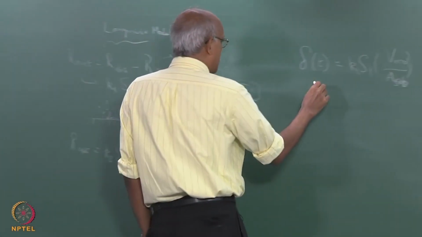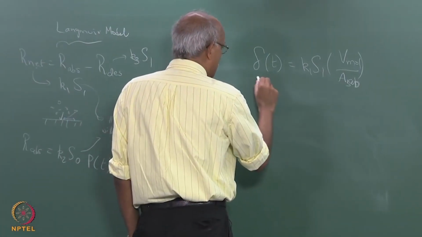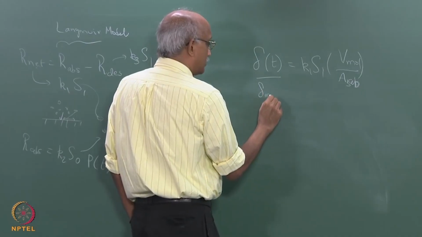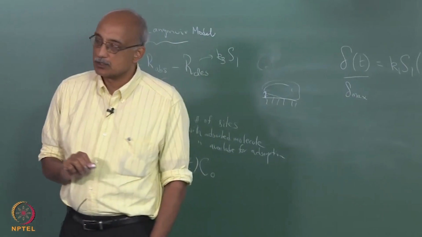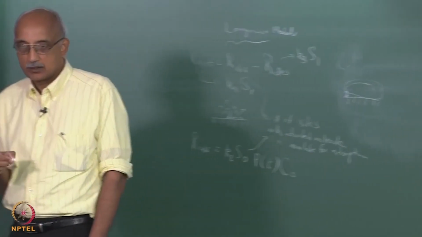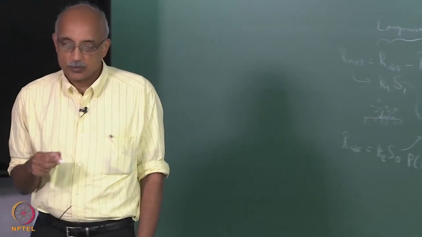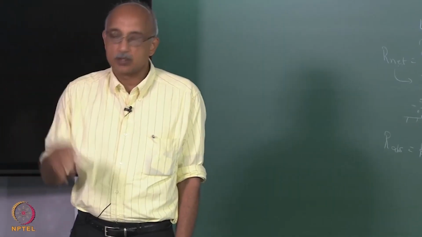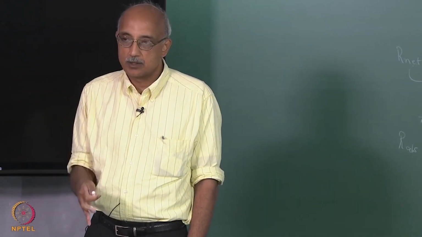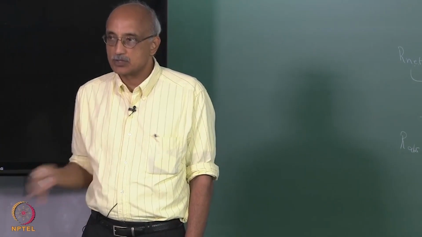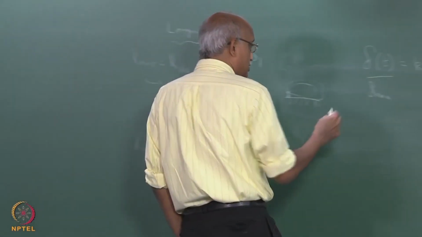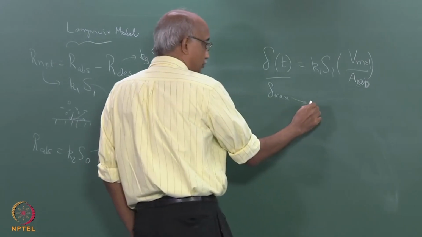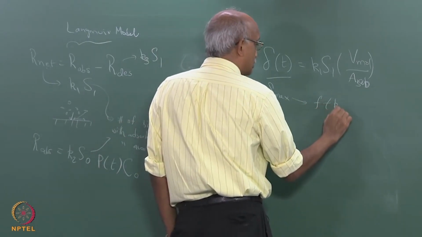And what you can do is you can non-dimensionalize this by taking delta max, which is the maximum rate of film growth, which would assume that every molecule that impinges on the substrate sticks to the surface. So, this delta max will essentially be only a function of K2.